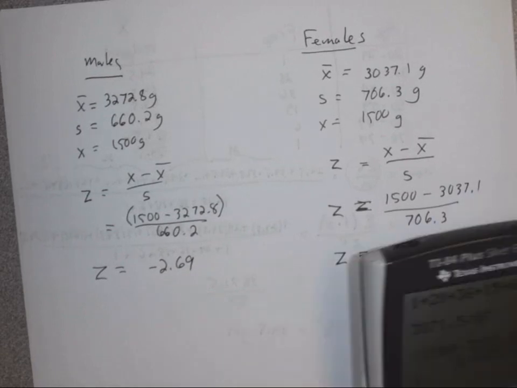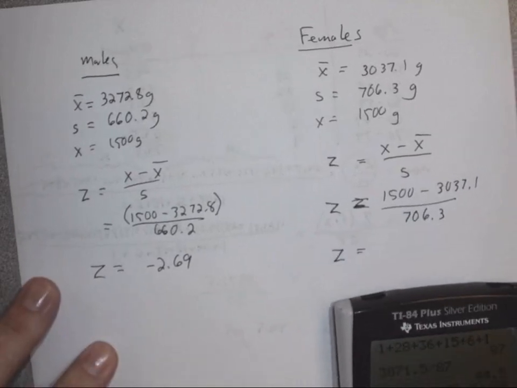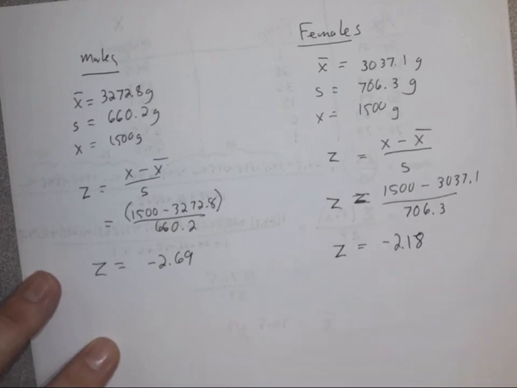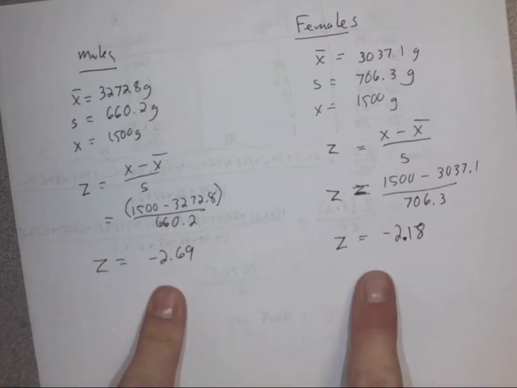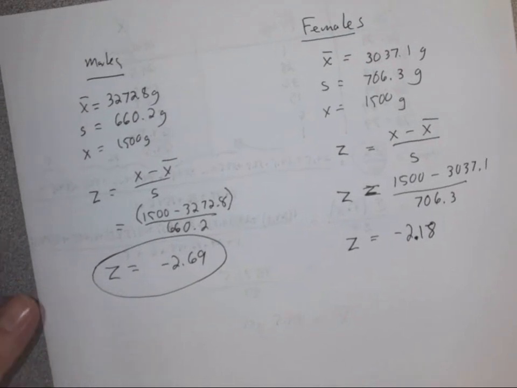So the other one we have 1,500 minus 3037.1 divided by 706.3. So I get still significantly low. You agree? -2.78. You guys agree? Still significantly low? Because it's outside that usual value. It's outside that 95%. But which one's lower, the male or the female? Yeah, so this one is more extreme, right? That's more extreme.